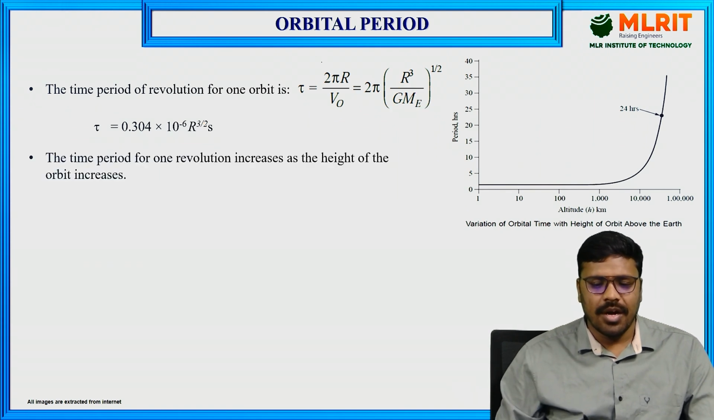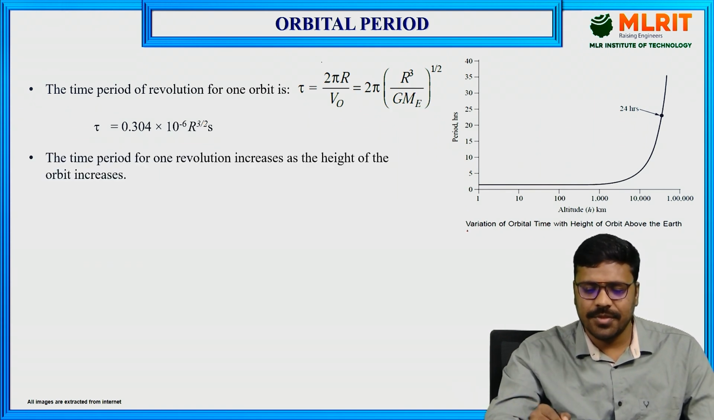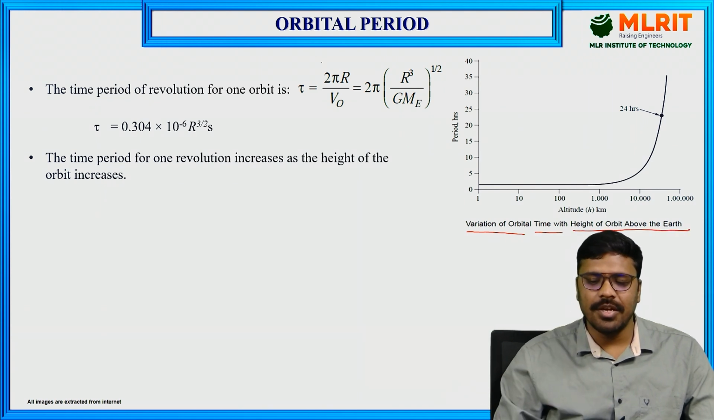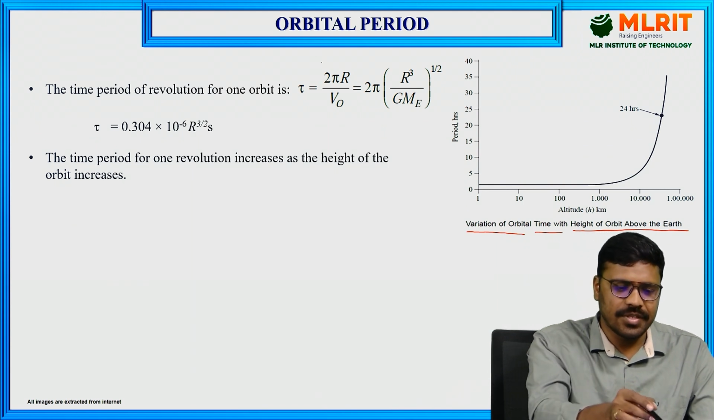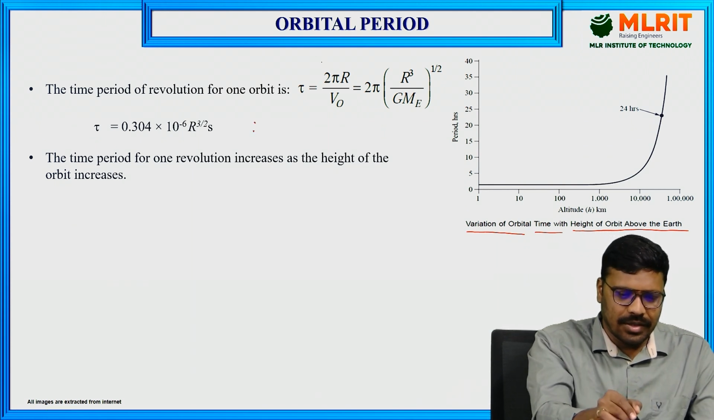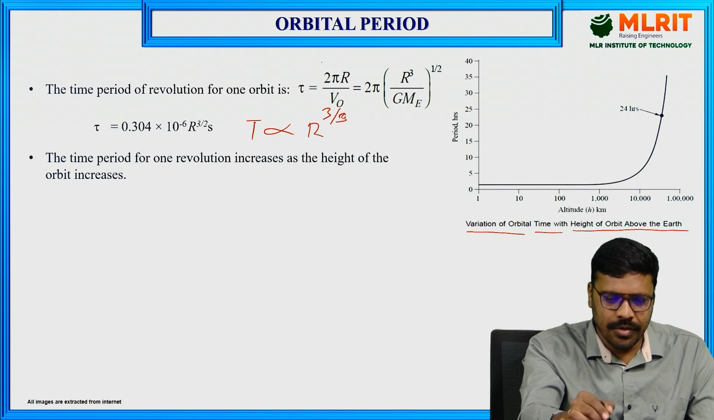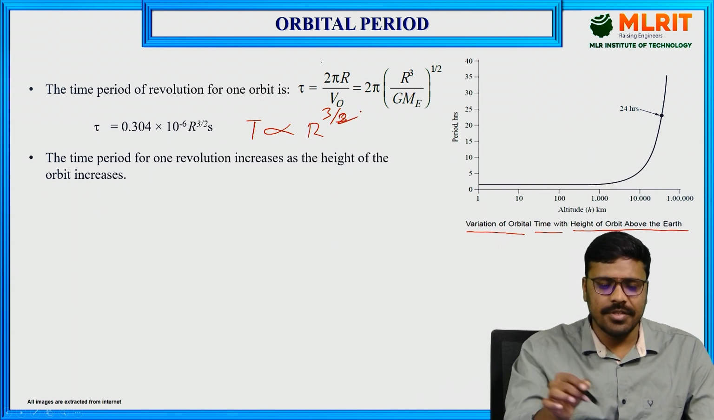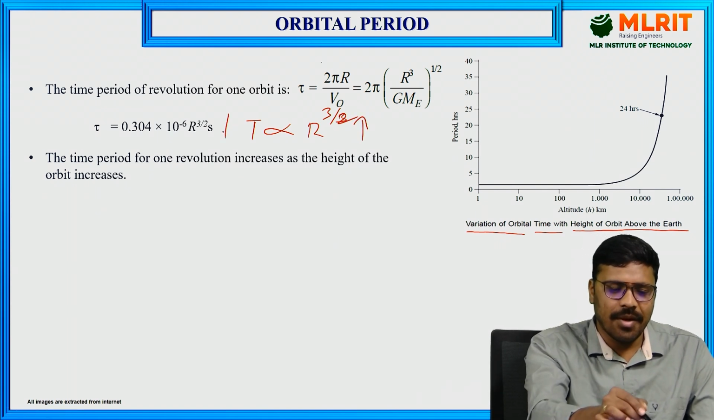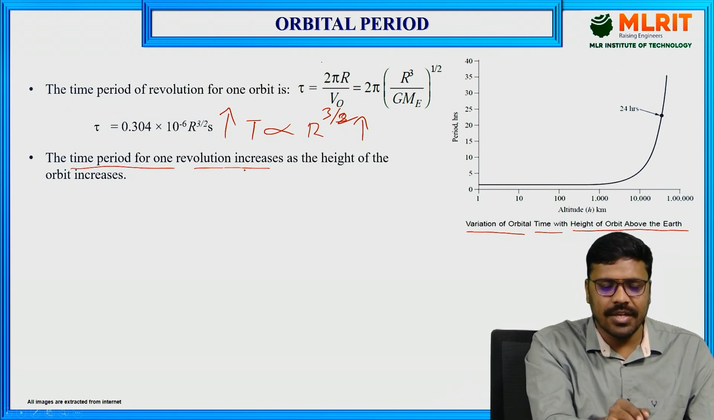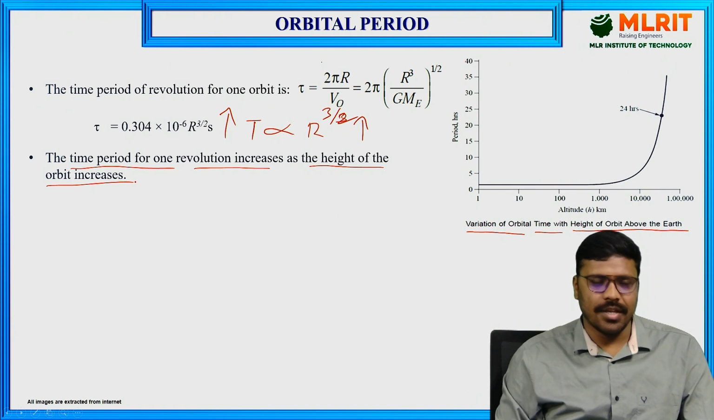Next, this graph explains the variation of orbital time with the height of the orbit above the Earth, and how the orbit time period is changing. If you observe this equation, T is directly proportional to r to the power of 3 by 2. That means as the radius increases, the orbital time period also increases. So the time period for one revolution increases as the height of the orbit increases.